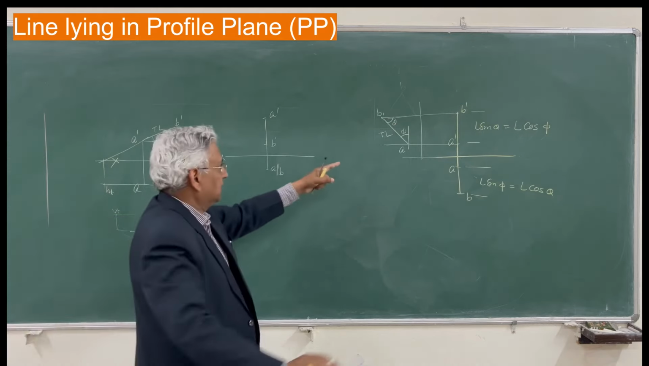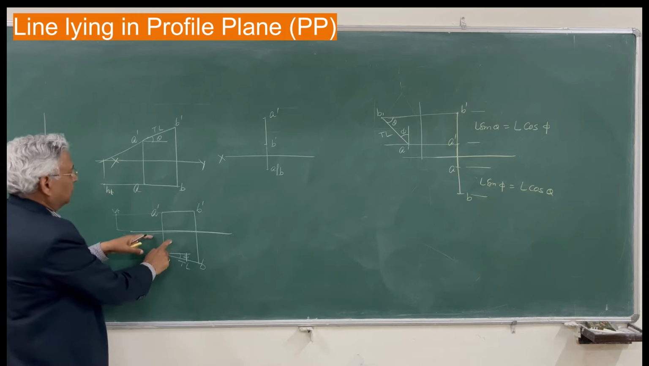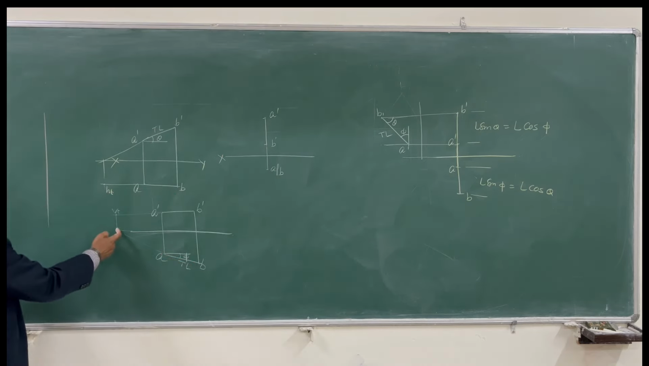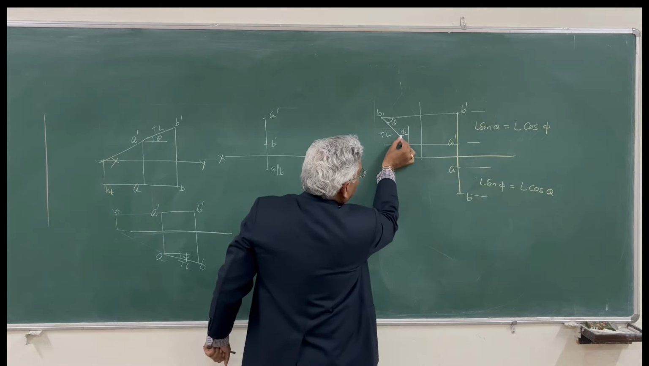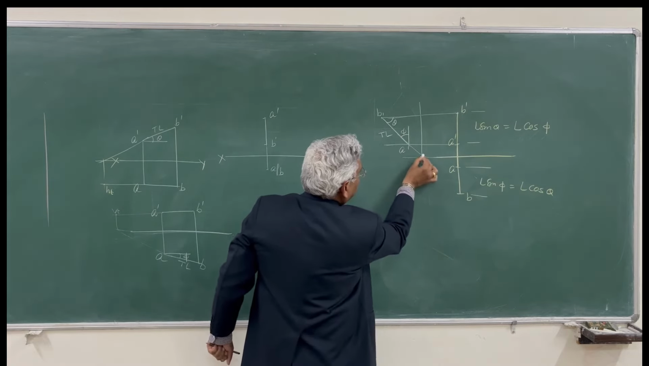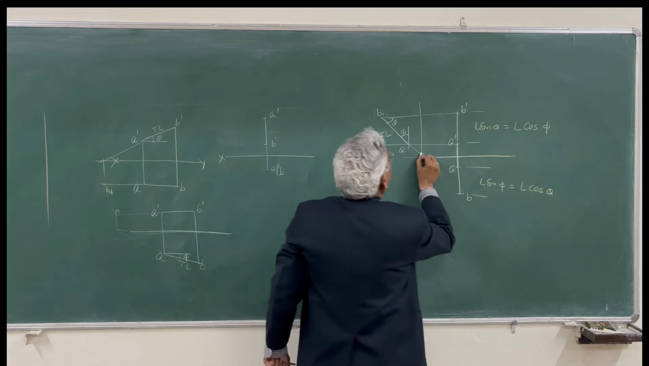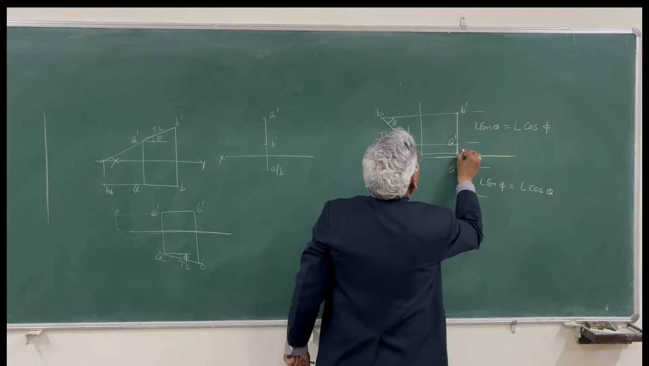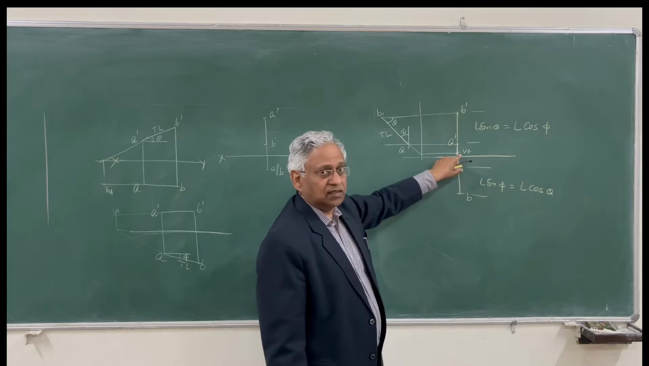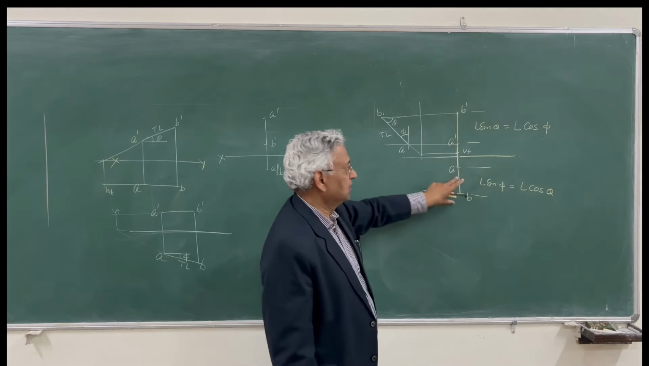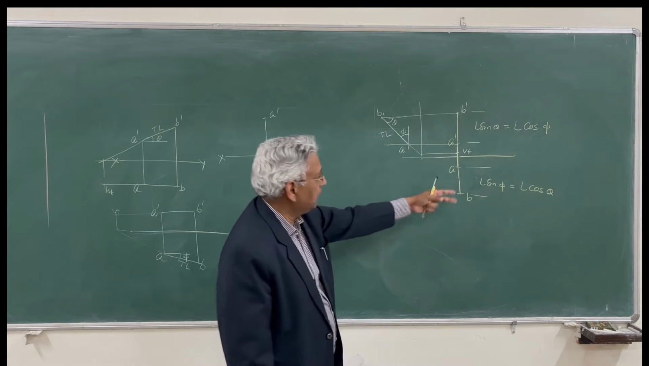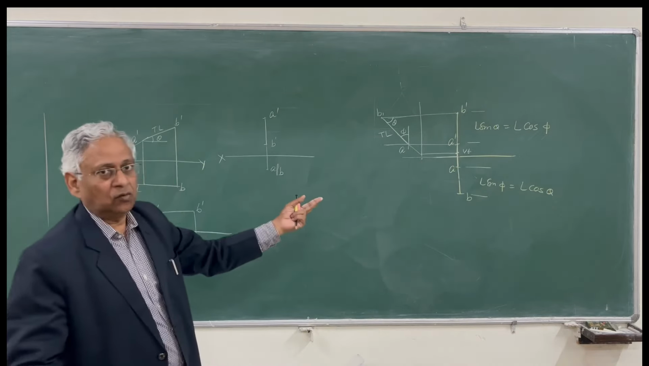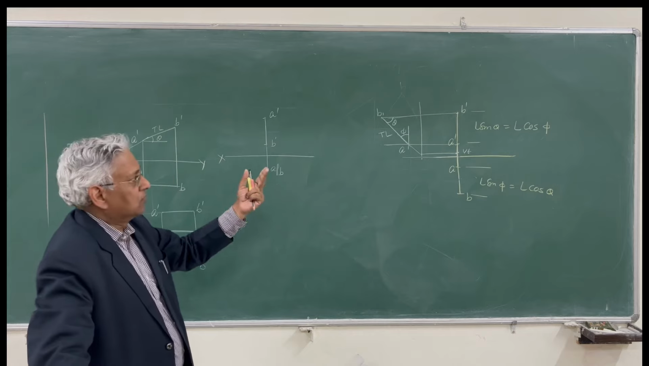Traces you can find similar to this. Extend AB to meet the ground line. So extend AB to meet the ground line here, and then this is the vertical trace. To get the horizontal trace, you do the same exercise in this part. Take the profile plane or the same profile plane, project the plan, get the true length and the horizontal trace.